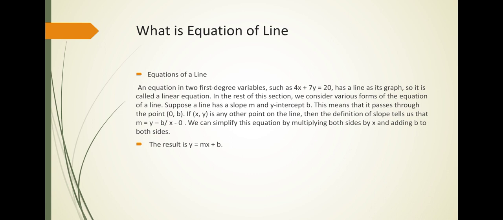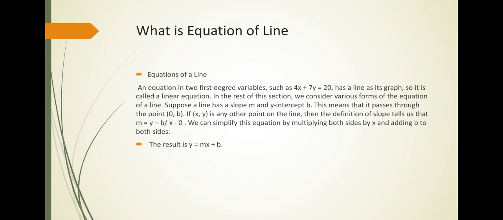So what is the equation of a line? An equation of a line in two first degree variables, such as 4x plus 7y equals 20, has a line as its graph, so it is called a linear function. Basically, a linear function has two first degree variables, as you can see here in the equation 4x plus 7y. There are two first degree variables.